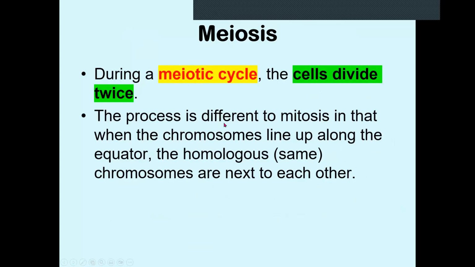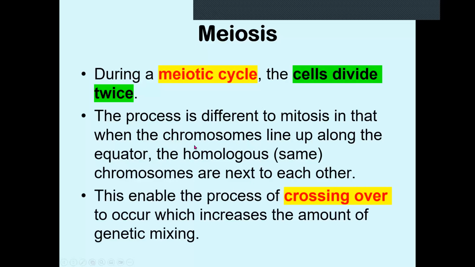Now, the process here is different to mitosis, where they line up on the equator. In meiosis, the homologous chromosomes, the same chromosomes, line up next to each other. Then a process called crossing over occurs, where they cross over and swap information.